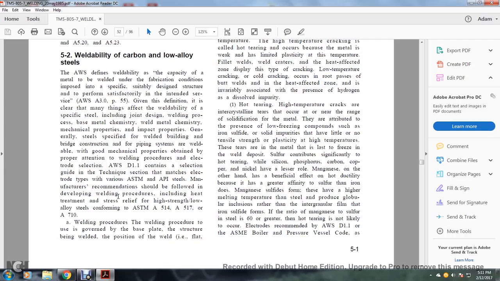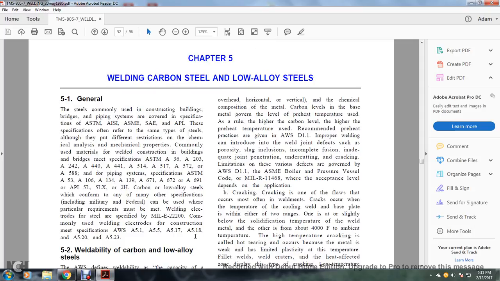The welding procedure used is governed by the base plate, the structure being welded, and the position of the weld: flat, overhead, horizontal, or vertical. The chemical composition of the base metal, the carbon level, governs the level of preheat, with the rule that the higher the carbon level, the higher the preheat temperature. The recommended preheat temperature is given by the American Welding Society D1.1.